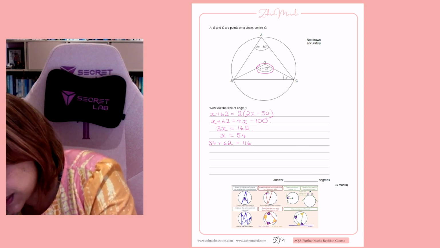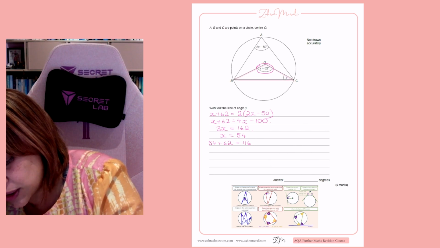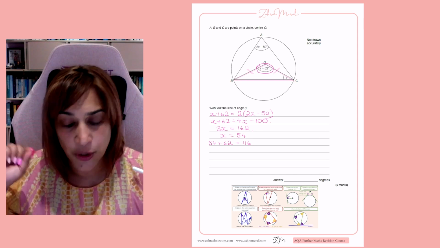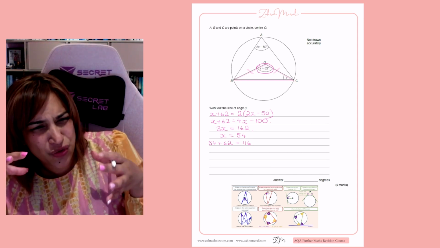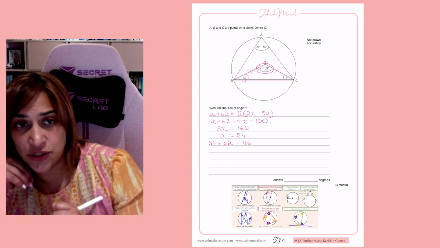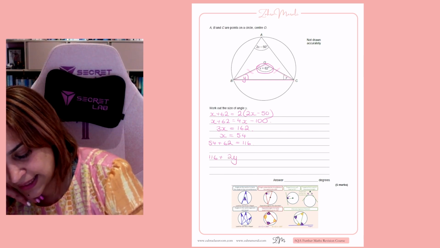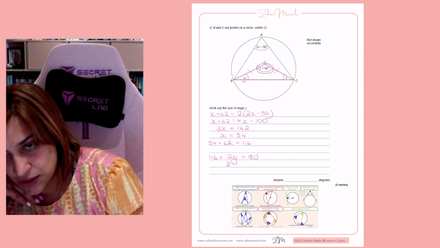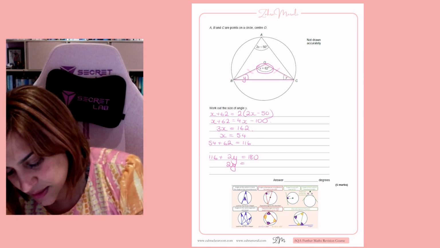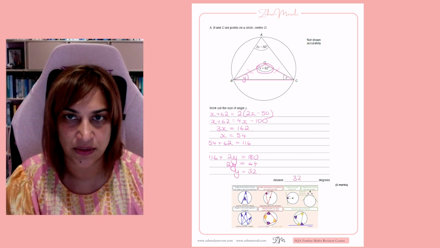Now, what we should notice is that within this triangle, we've got 2 sides which are the same because they're going from the center to the circumference, so both of them are radii. And we also know that the base angles of an isosceles triangle are the same. So we've got 116 plus 2y has to be 180. So 2y is going to give us 180 minus 116, so 64, and y is therefore 32. So we've got 32 degrees.